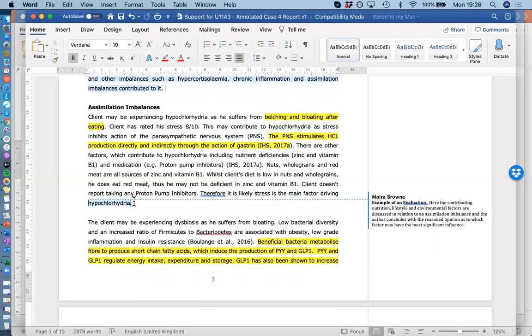So this is what we're looking for in an evaluation. It's going, well, what are all the factors that could be contributing to this imbalance, and what ones are relevant for the client? Now, if you were to do this for every imbalance, it would be quite laborious, and you don't have to. If you do it for at least one, ideally two, that's really good. I'll just show you another one here.